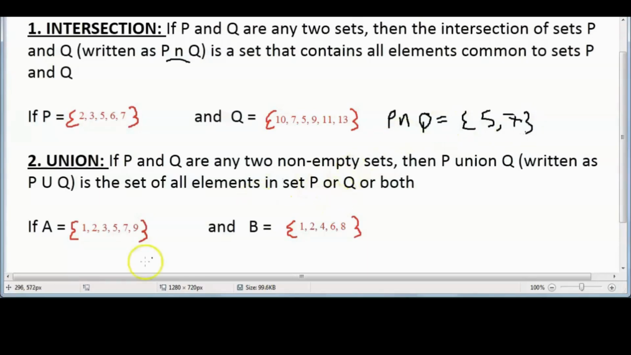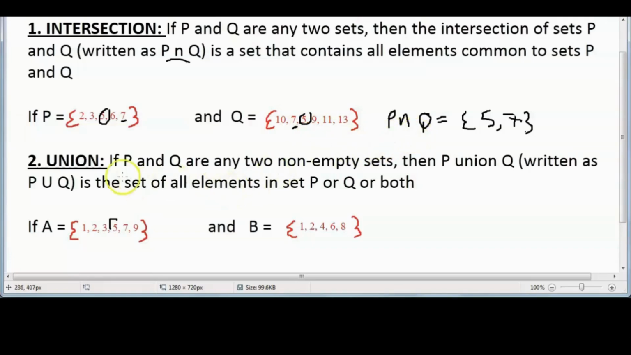Like for example, there is 5 in set P and there is 5 in set Q. There is 7 in P and there is 7 in Q. These are the only two numbers that are common to P and Q. So P intersection Q is 5, 7.